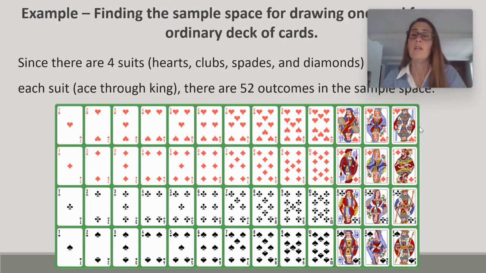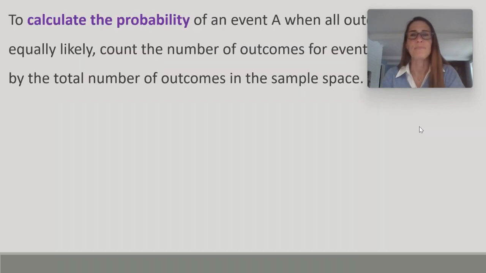Here's another example. A standard deck has 52 cards. There are 4 suits: the hearts, the diamonds, the clubs, and the spades. And in each suit, there are 13 cards, ace through king. And so there's 52 outcomes. If you were going to pick one card, there would be 52 possibilities.